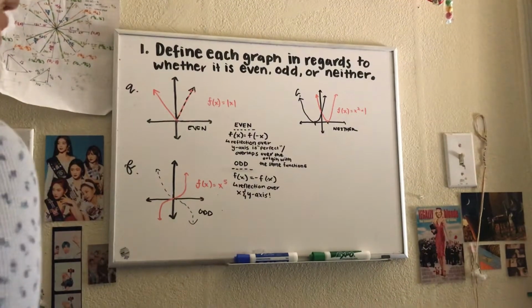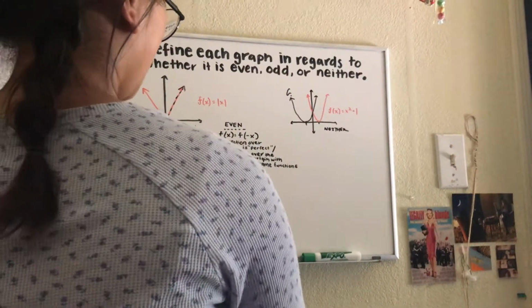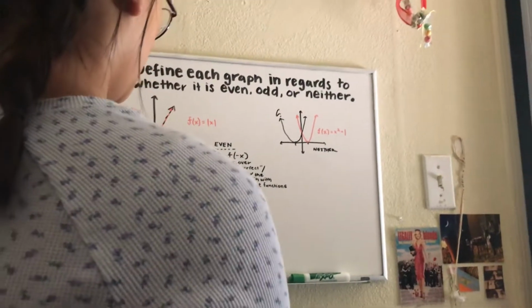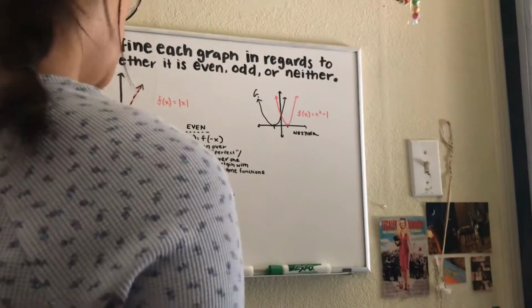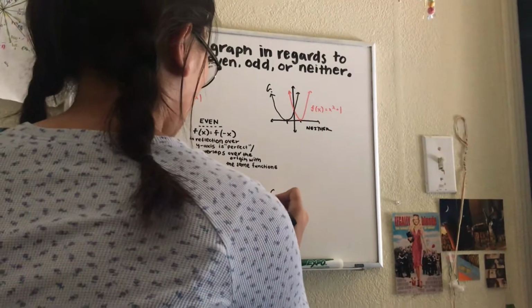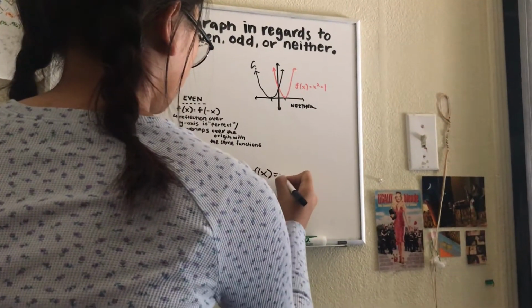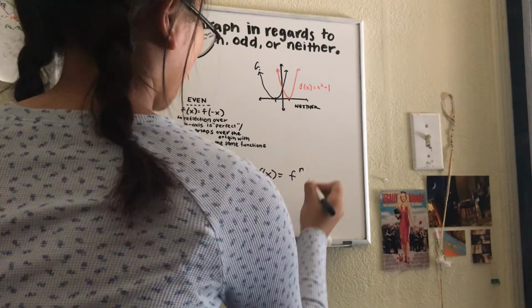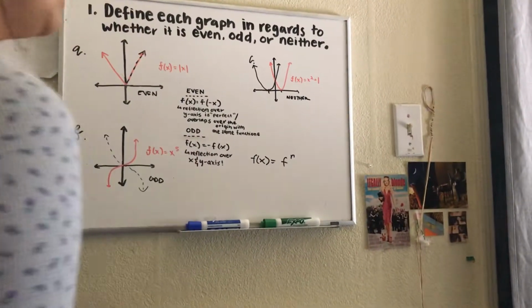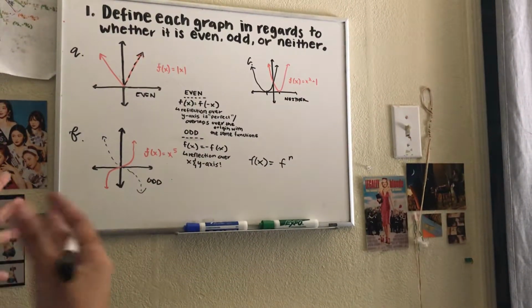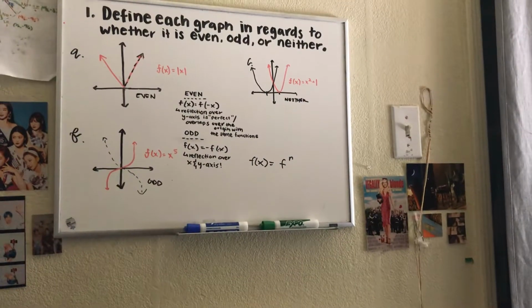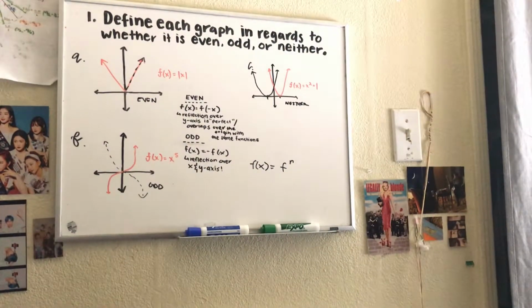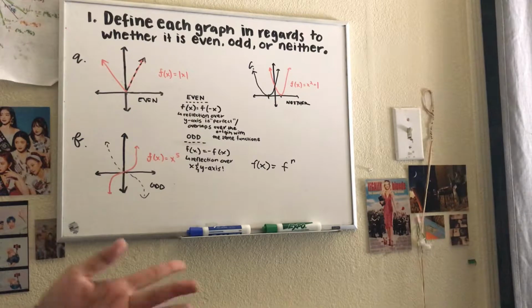So to sum it all up, when looking at the exponents of an equation with different polynomials, if you have f of x equals x to the nth power, if n is even, then your graph will be even, and if n is odd, then your graph will be odd.